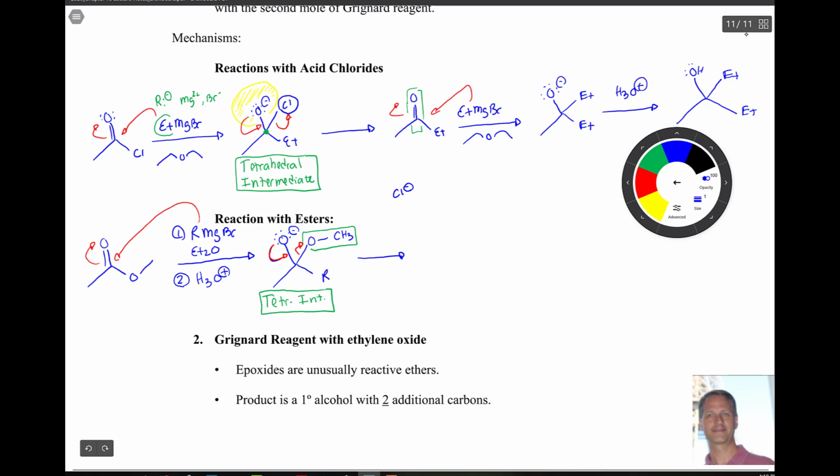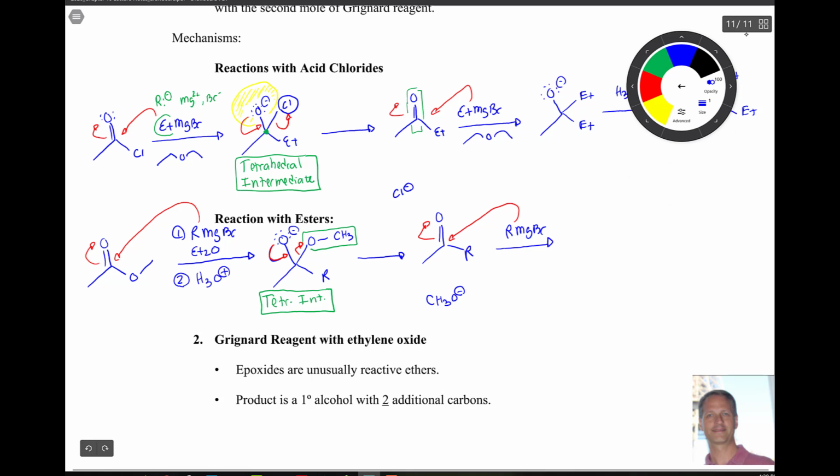All right, so then if we do that, we lose down here CH3O minus, and then we get a ketone with our R group there. And again, this is another thing where you can't stop it here, so we have another R MgBr. So we come around here, and we do this again. Now that's going to give us O minus with a couple of R's on there.